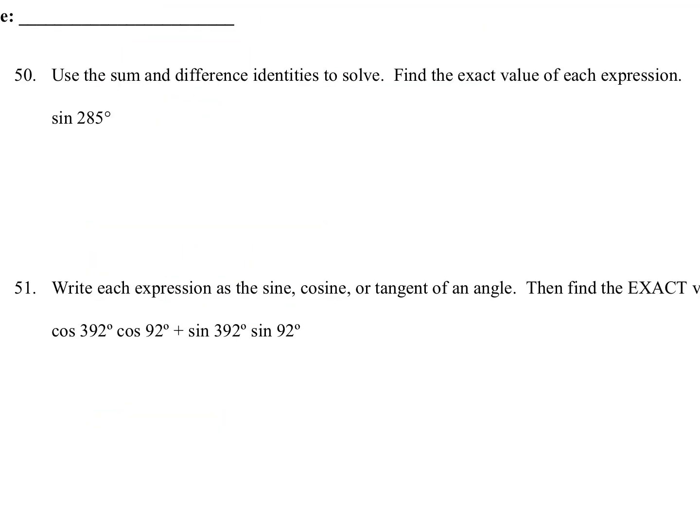Your next question, which is number 96 from your review. You are using the sum and difference identities to solve sine of 285. Your 285 is 60 plus 225. So this is the sine of 60 plus 225. Which means if you use your sum formula for sine, you have the sine of 60 times the cosine of 225 plus the cosine of 60 times the sine of 225.